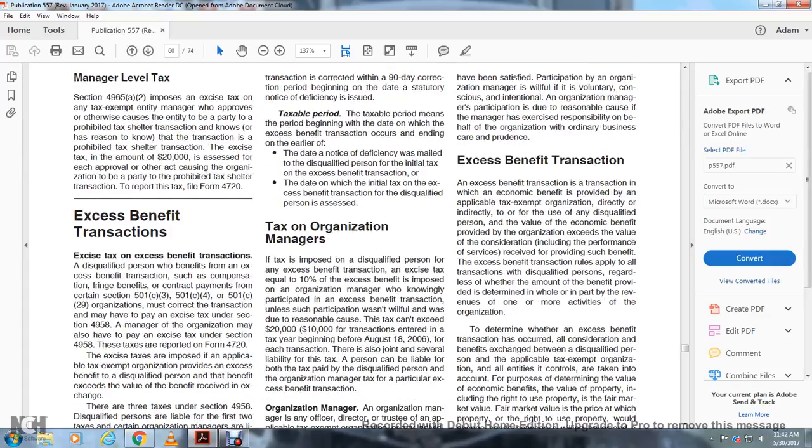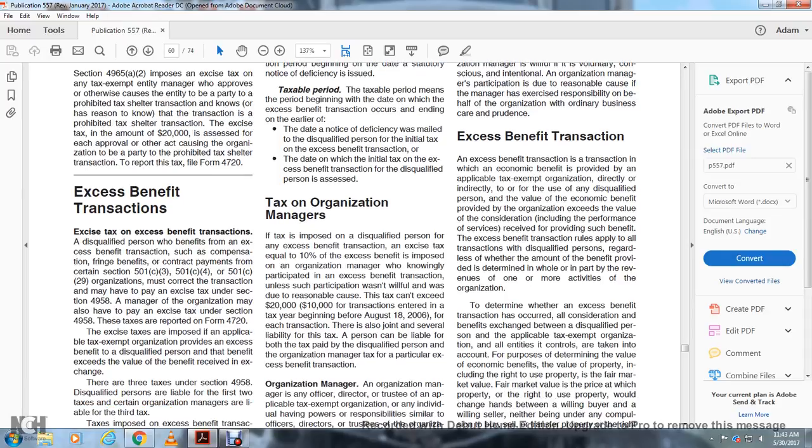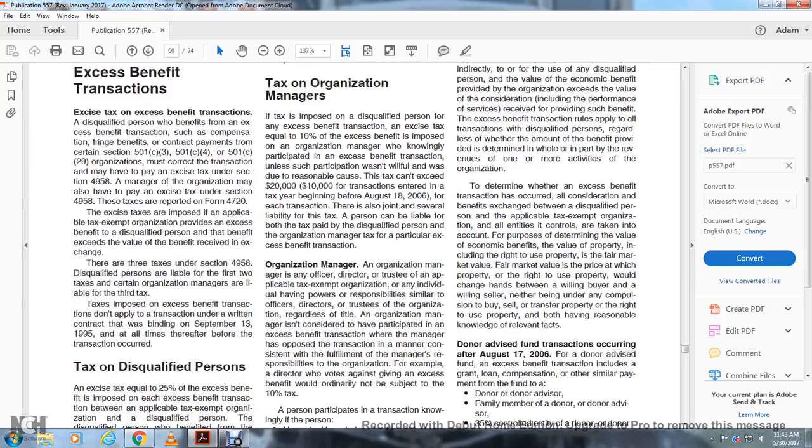Where the tax is imposed on the disqualified person for the excess benefit transaction, an excise tax equal to 10% of the excess benefit is imposed on the organization manager who knowingly participated in the excess benefit transaction, unless such participation was not willful and was due to reasonable cause. The tax cannot exceed $20,000 per transaction, or $10,000 for transactions entered into in a tax year before August 18, 2016. The liabilities are joint and several, so the person is liable for both the tax paid by the disqualified person and the organization manager tax, for a particular excess benefit transaction.